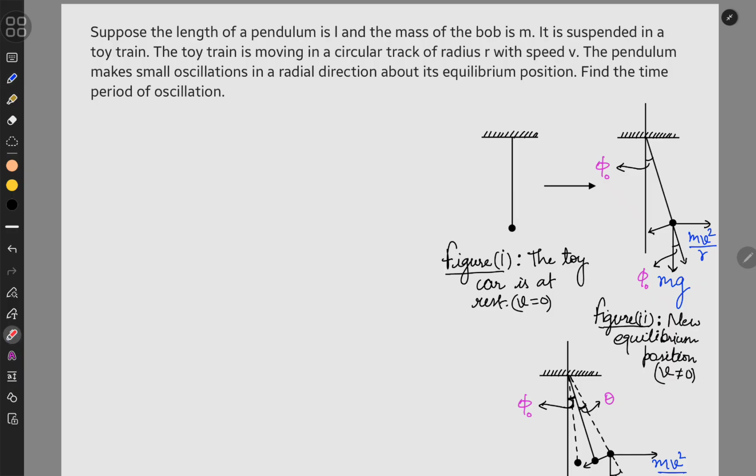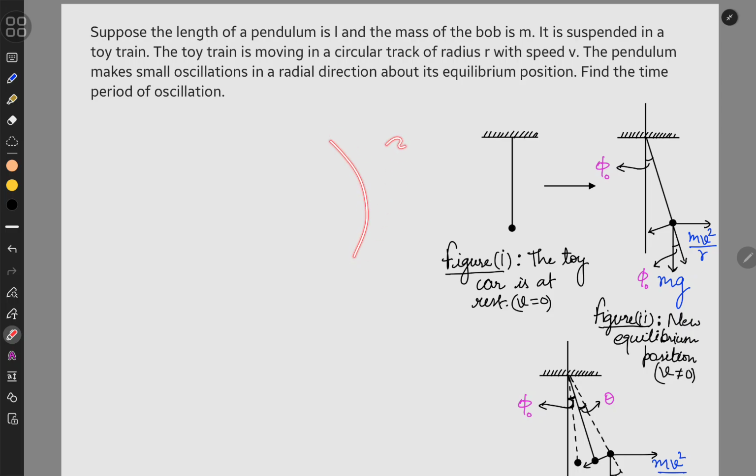So the problem is like this: let's say this is a circular track, and somewhere on the circular track we have a toy train that is moving, and the radius of the circular track is r. Now if the toy train is at rest, when v is 0, in that case the bob, the simple pendulum, will be hanging vertically like this. But as soon as the toy train starts moving and v is non-zero, then this pendulum will shift radially outward.